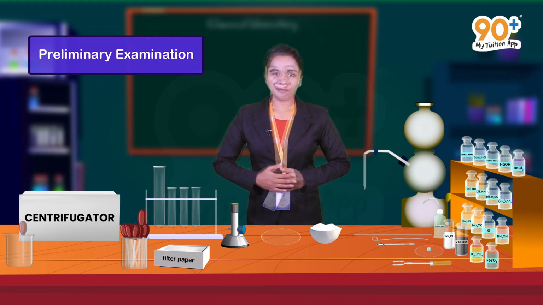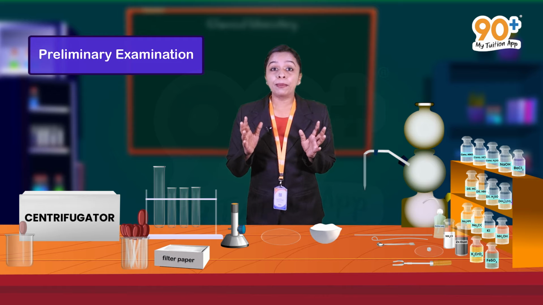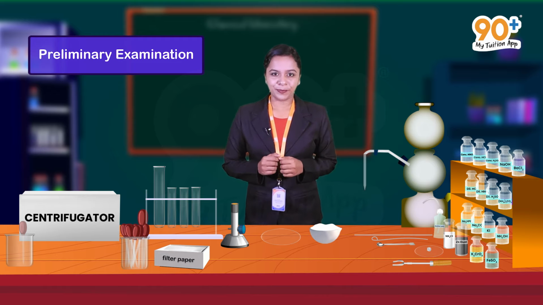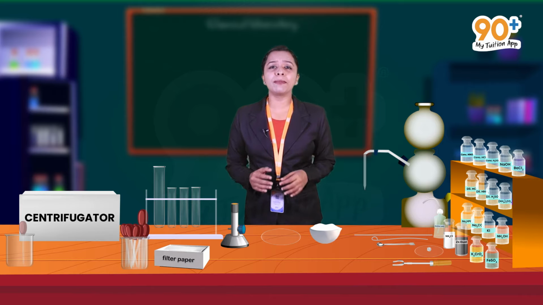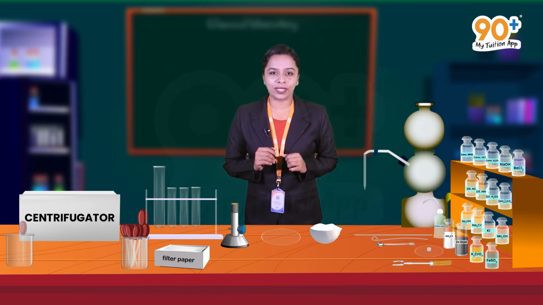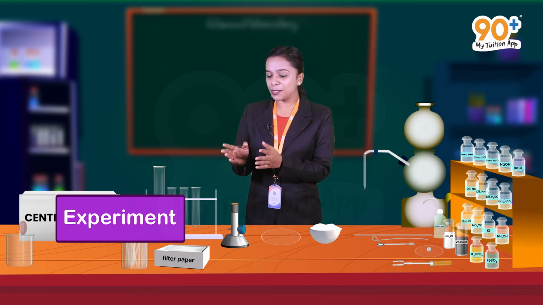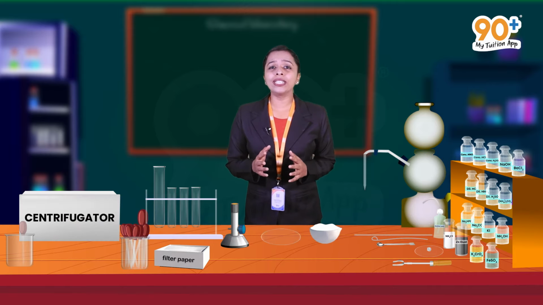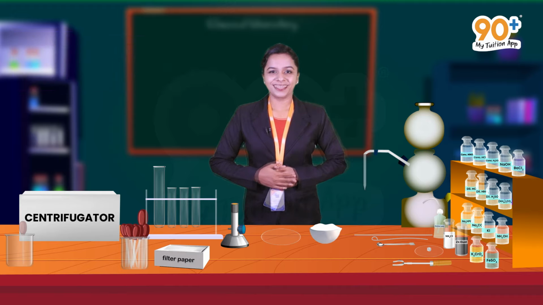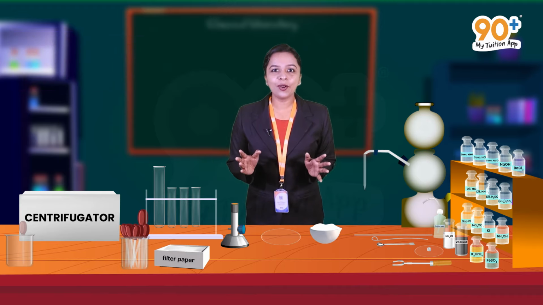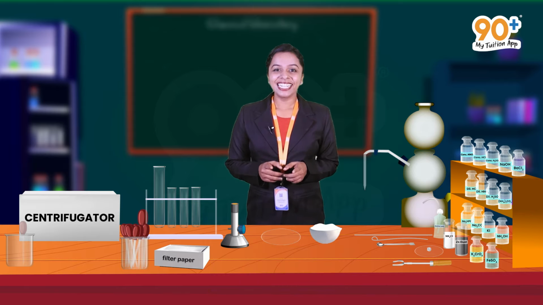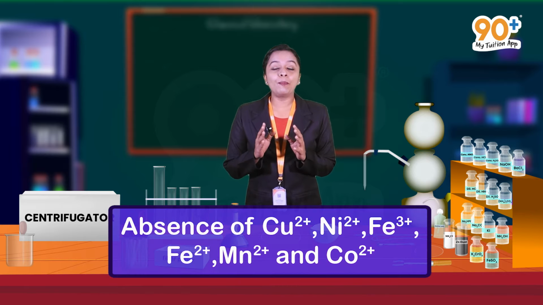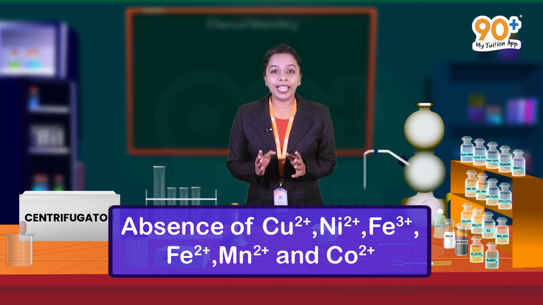Preliminary examination. So first, we should conduct the preliminary examination of the given salt. To record each and every experiment that we conduct, let's consider a box. This contains experiment, observation and inference. First, we should note the color of the given salt. As you can see, the given salt is white in color, right? This shows the absence of copper ion, nickel ion, ferric ion, ferrous ion, manganese ion and cobalt ion.